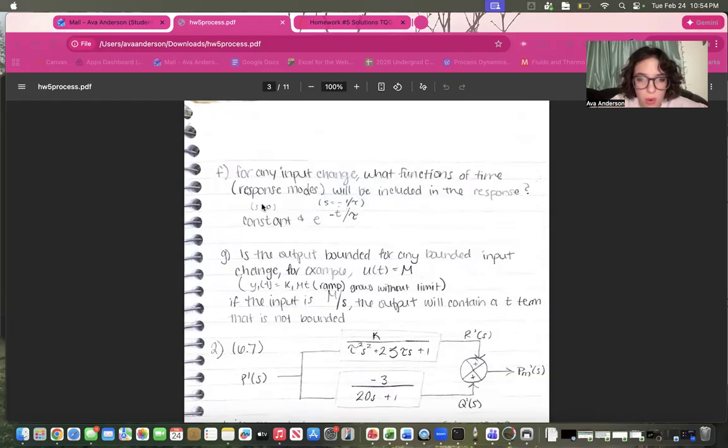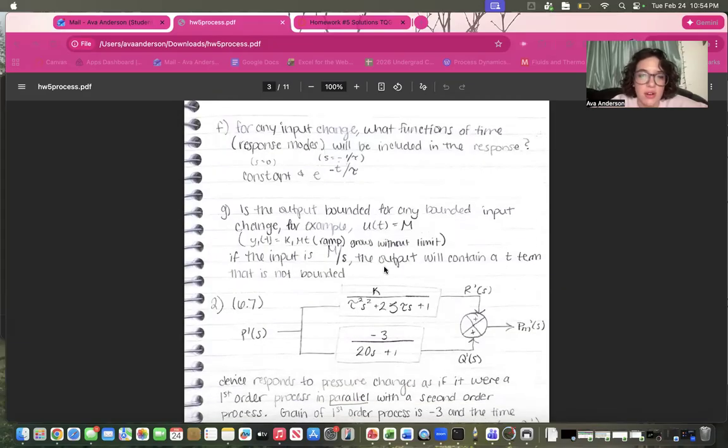This also comes from the poles. Inverse Laplace, you have a constant and e to the negative t over tau. G, is the output bounded for any bounded input change? For example, u(t) equals M, y(t) equals K1 M t. That's it being a ramp function. And this grows without limit. That's just how ramp functions work. But if the input is M over s, the output will contain a t term that is not bounded since it's a ramp input.